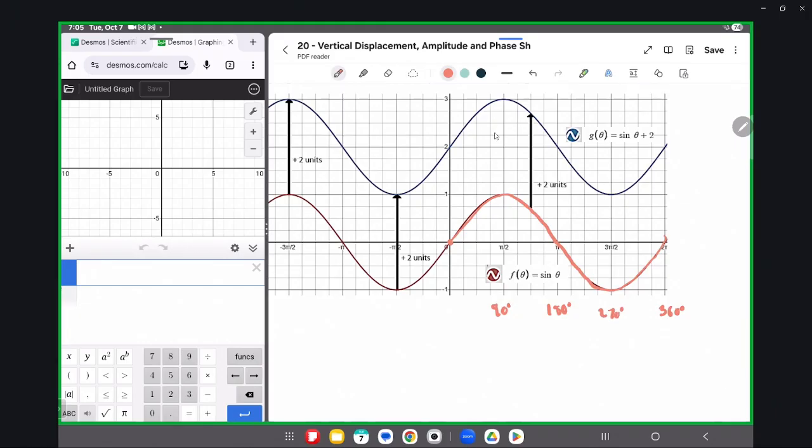All we do is we take each of our 5 important values, that is the 3 zeros, as well as the max, and we drag those up 2 units. So notice here that the max is at 1, and we go up 2 units.